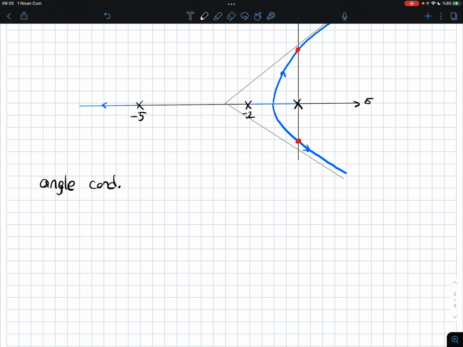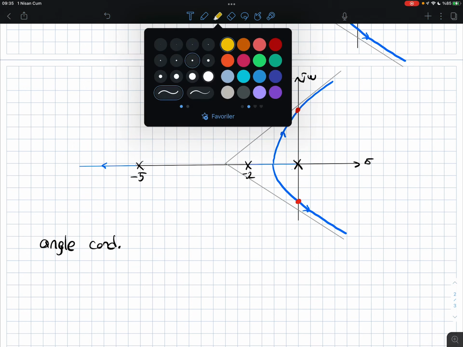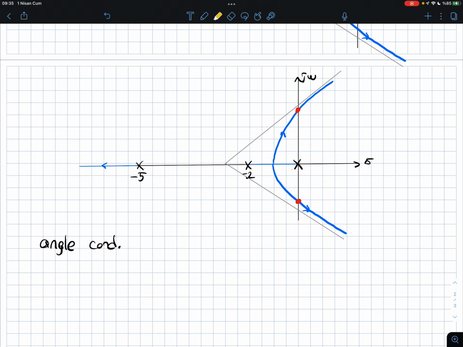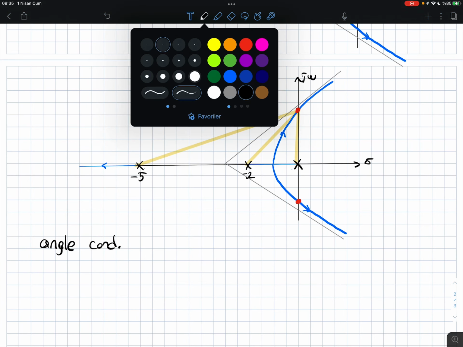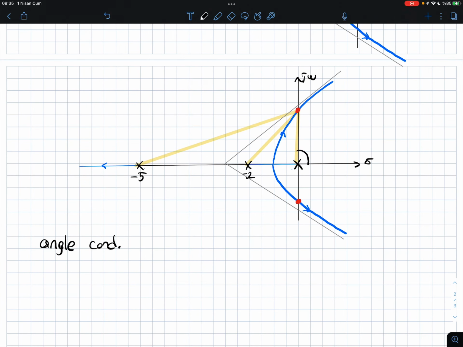Now, according to the angle condition, let me plot this. From this pole to this point, from this pole to this point, and from this pole to this point, I'm going to draw these vectors. Now, at every point on the root locus plot, the angles, let's take this one here, let's call this one theta 0, theta minus 2 and theta minus 5. We don't have any zeros, therefore we don't need to consider them, but generally we do consider them.